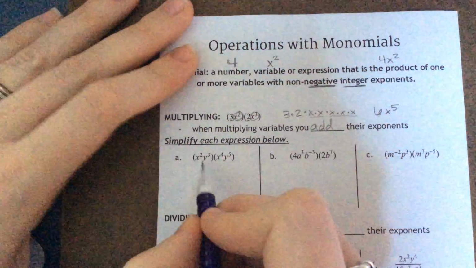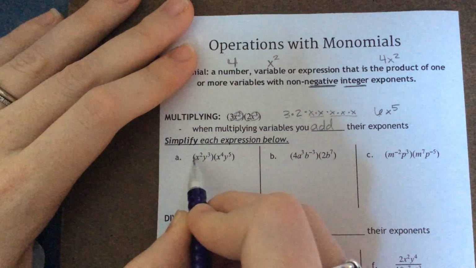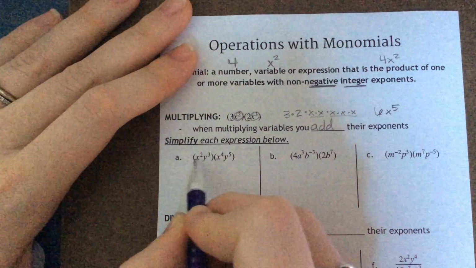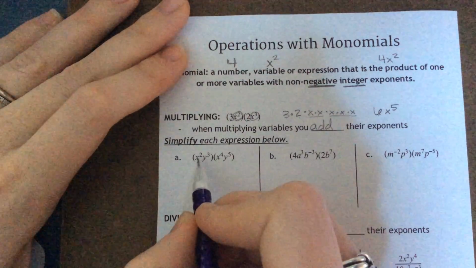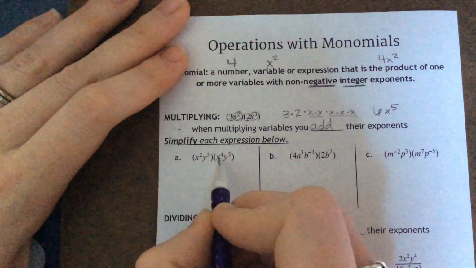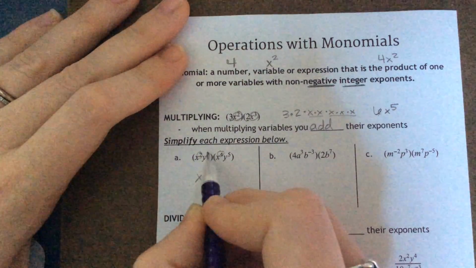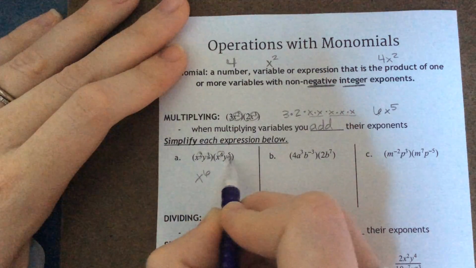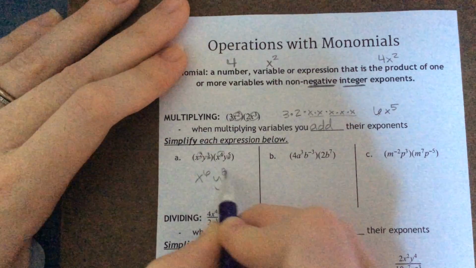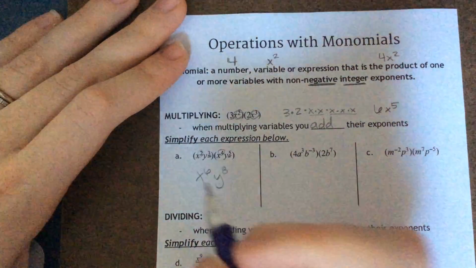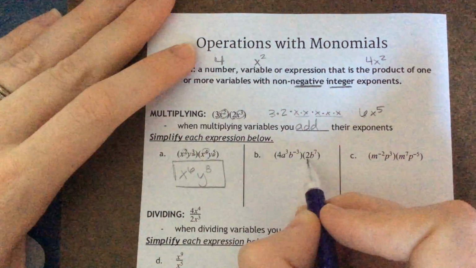So here we have x squared y cubed times x to the 4th y to the 5th. Our coefficients are invisible ones. So 1 times 1 is 1. X squared times x to the 4th, we're going to add those, so 2 plus 4 is 6, so we get x to the 6th. And then here we have a 3 on the y and a 5 on the y, so 5 plus 3 is 8. So we get x to the 6th y to the 8th. And that's it.